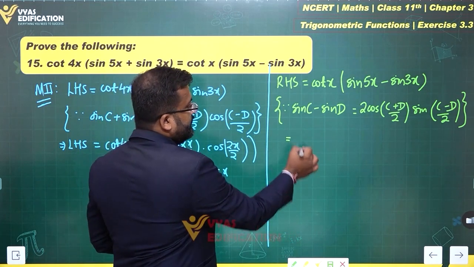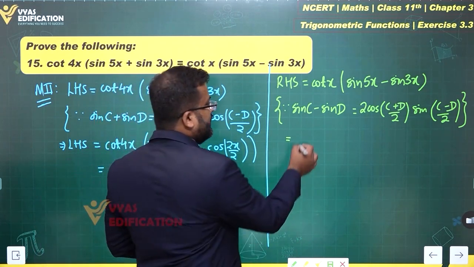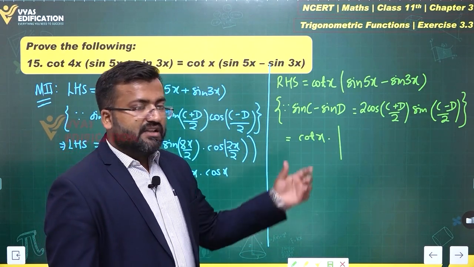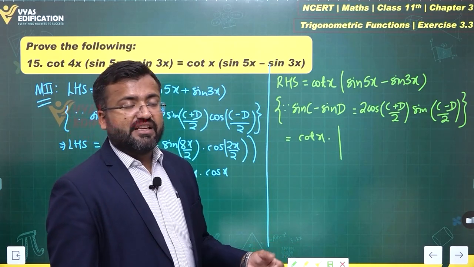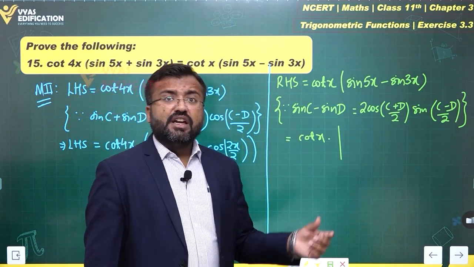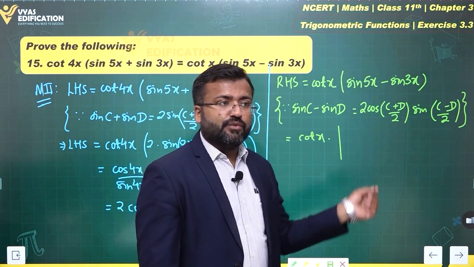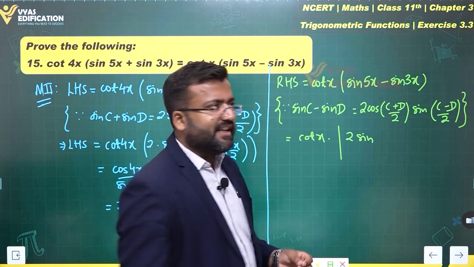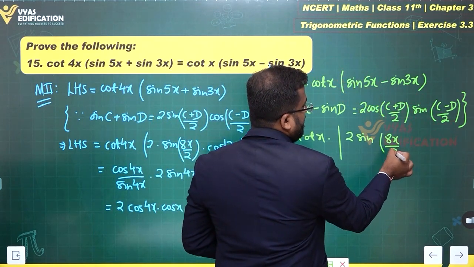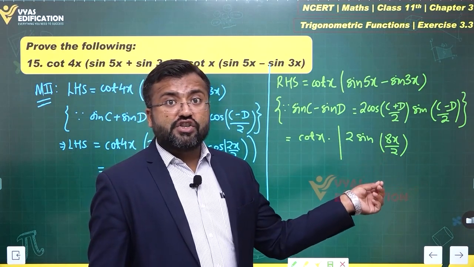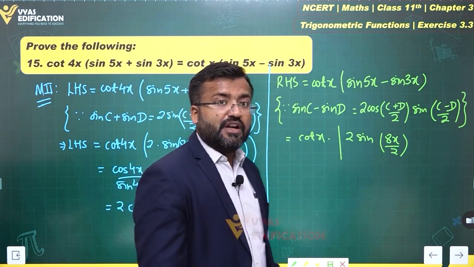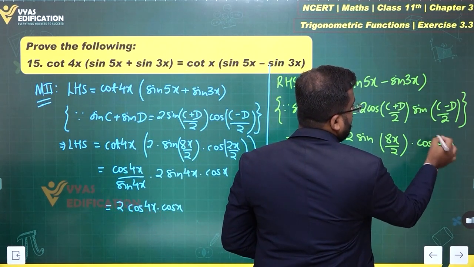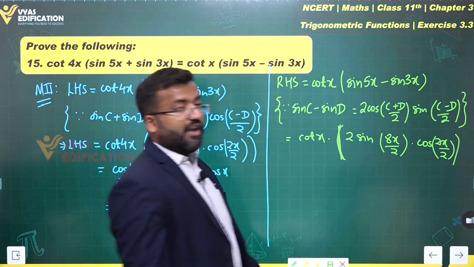In the RHS you have cot x. Let cot x remain as it is. What is there in the bracket? Let's take a look at this bracket. This is sin 5x minus sin 3x, which looks like this. It can be written as 2 sin of 5x plus 3x by 2, which is actually 8x by 2 in the bracket. The second term is cos of 5x minus 3x by 2. That would be cos of 2x by 2. Right, that's what you have.